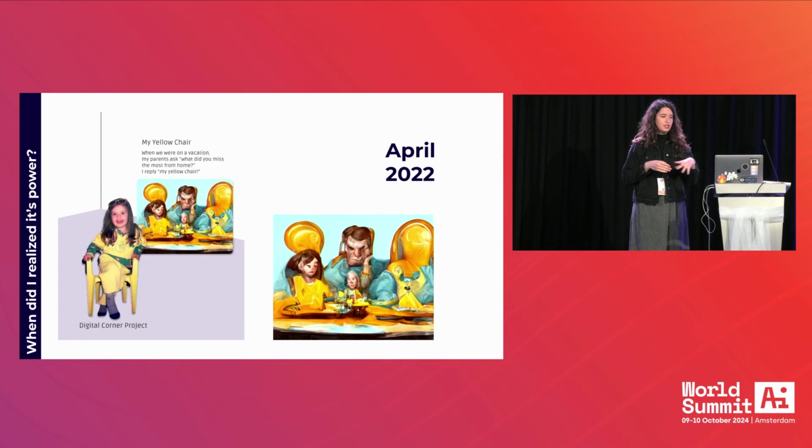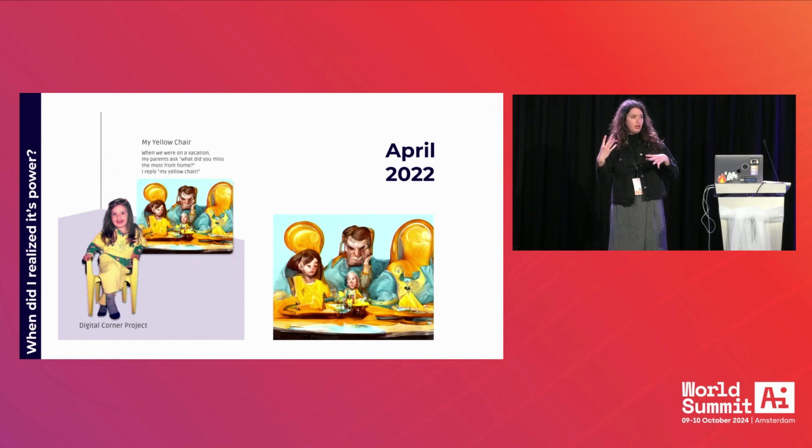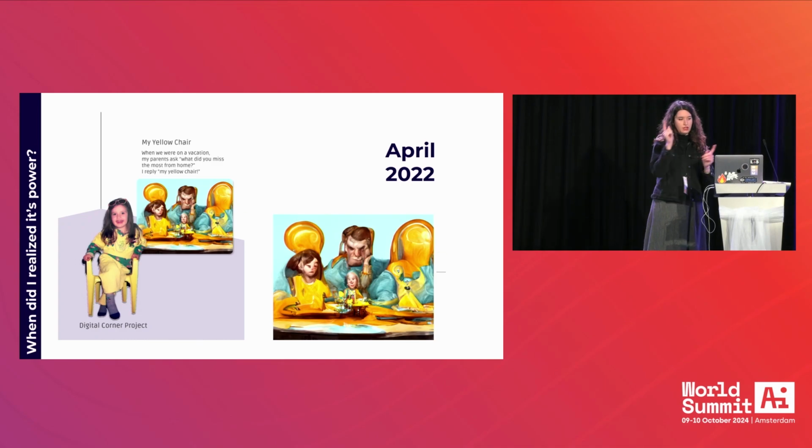This is a story with my parents. I was traveling, and they asked me, what did you miss from home the most? And I said, my yellow chair. This is the yellow chair in this picture. So this is a story that belongs to our family, which makes it become art, I guess.